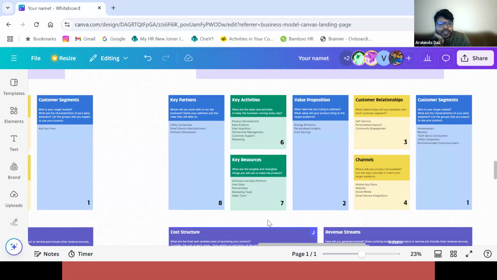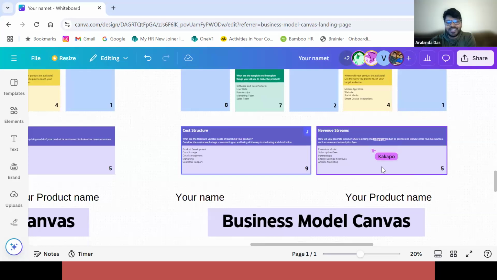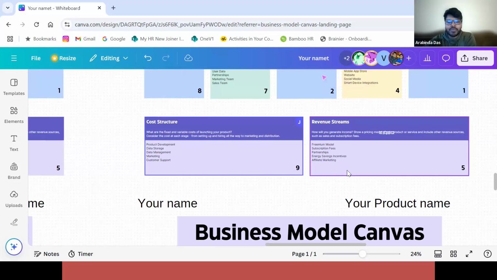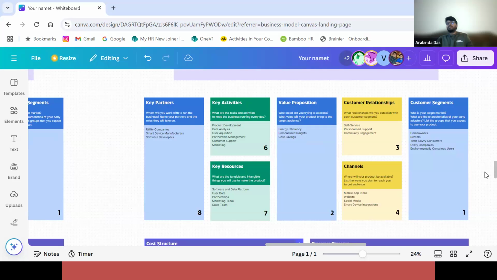Key resources: data platform, user data, partnerships. Partners: utility companies, smart devices. Then cost structure and revenue streams. I'm not sure if I can vouch for those, but I can see a premium model, subscription fees, partnerships, and affiliate marketing. The costs for the company are product development, storage, management, marketing, and customer support. It's a nice business model for the product James has thought of. There might be some refinements coming in.